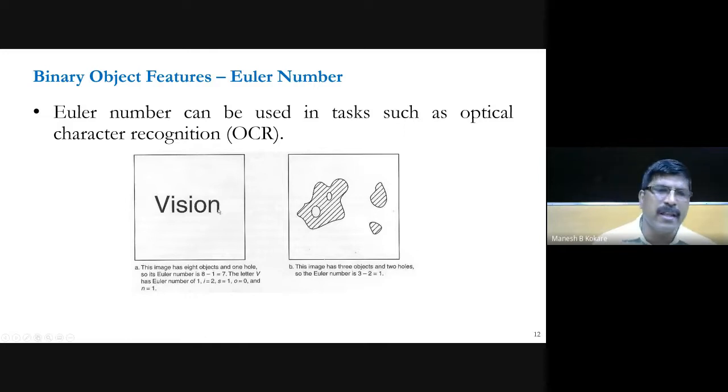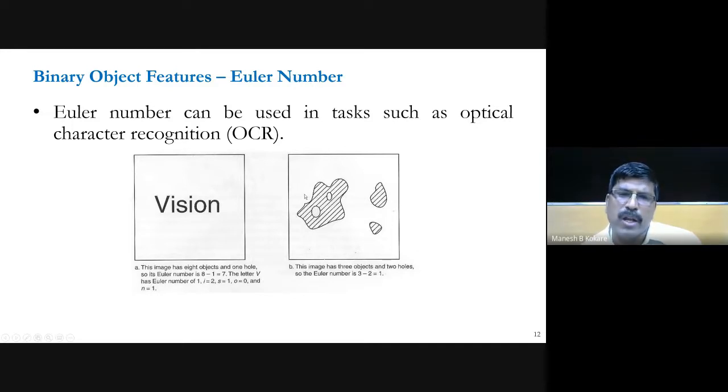So for the entire image, the Euler number will be equal to 8 minus 1, that is equal to 7. Similarly, for this image, how many connected components are there? The entire shape is one connected component, right? And then how many holes are there? There are two holes. One is this hole and another one is this hole.